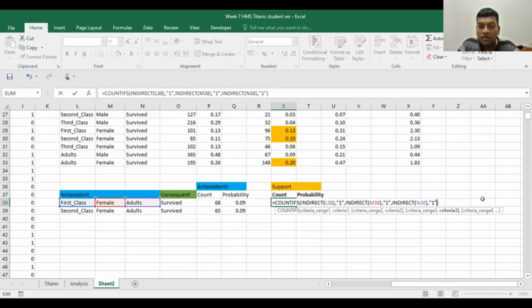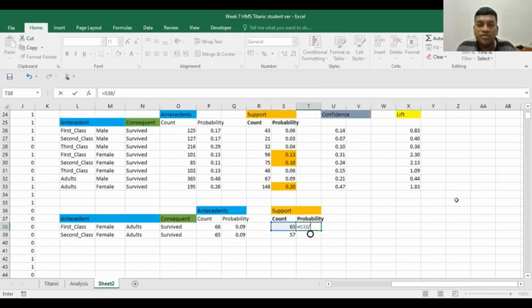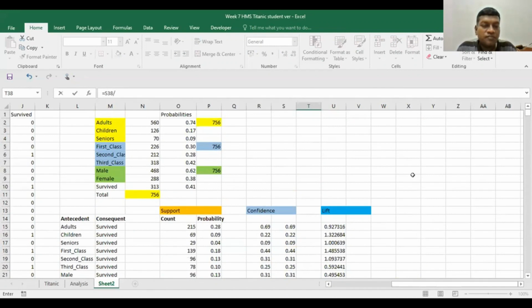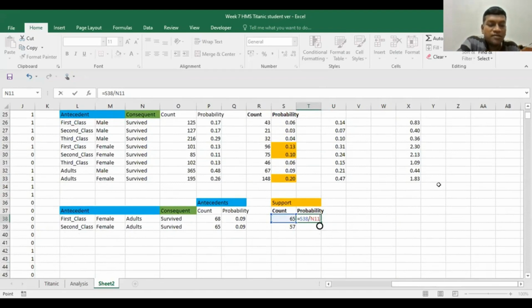So COUNTIFS indirect, survived, comma 1, and probability would be this divided by the number of people traveling. Lock it.